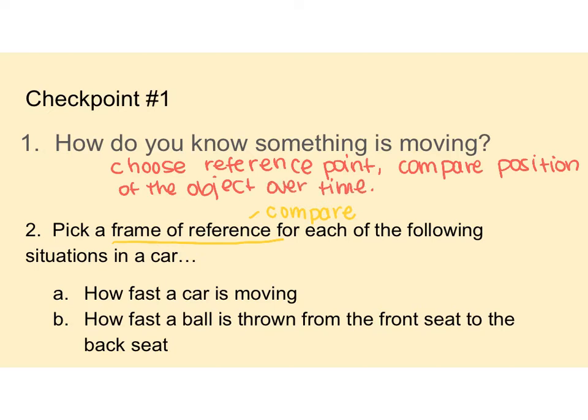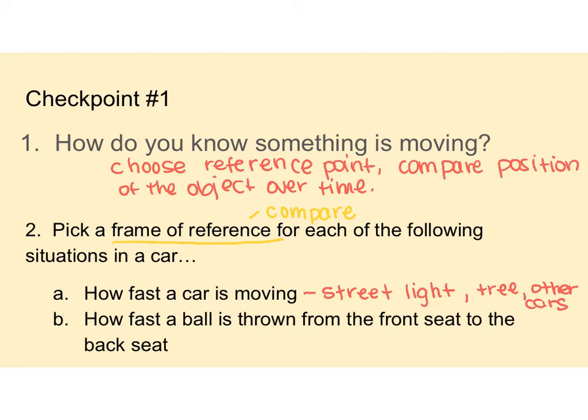Okay. And then number 2, pick a frame of reference. So if I want to know how fast a car is moving, and I am standing on the sidewalk, I might look at a street light and see how fast it's coming. Or maybe I would look at a tree, or maybe even other cars to see is it going faster than other cars or slower than other cars.